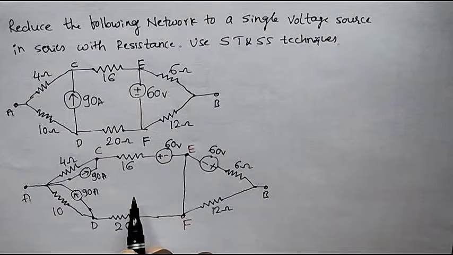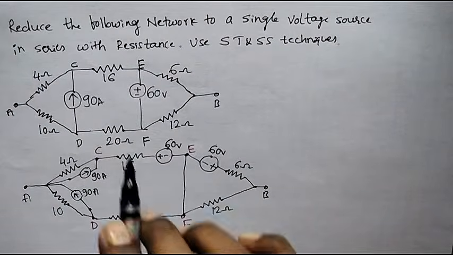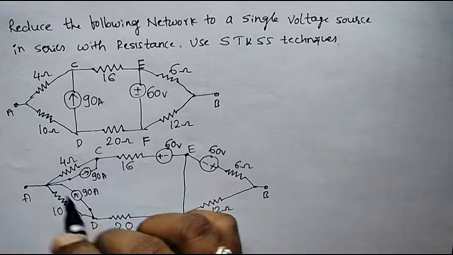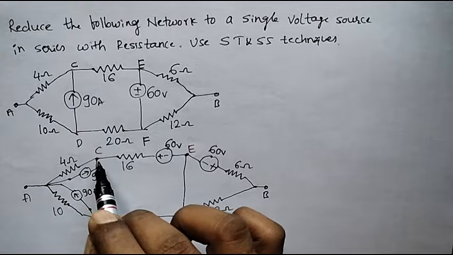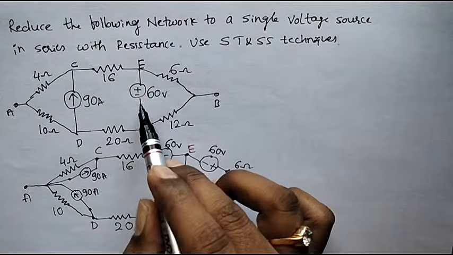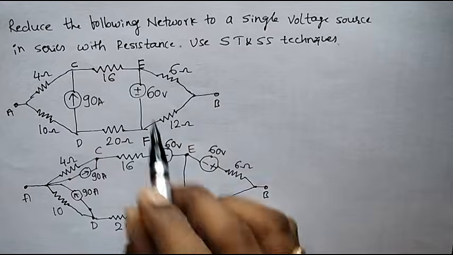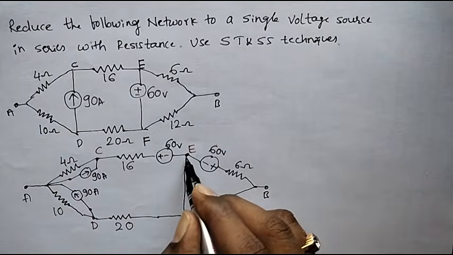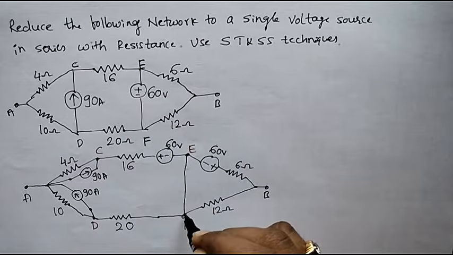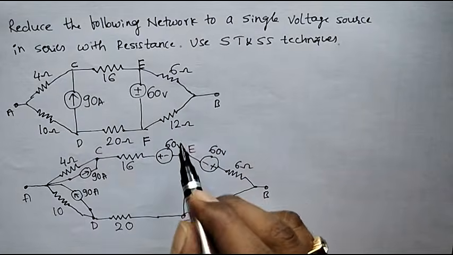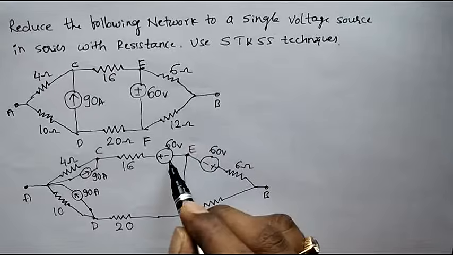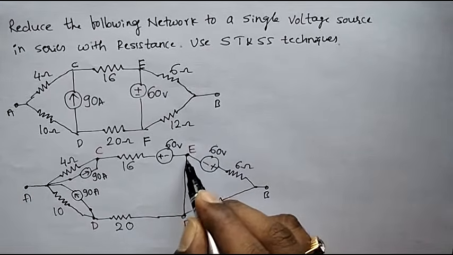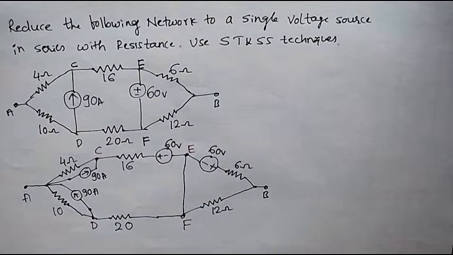This is the circuit we get after applying source shifting, where the current source is connected between D to A and A to C. Similarly, the voltage source is connected to the branch CE and to the branch EB. And this point is supposed to be shorted because there was a voltage source. After shifting the voltage source to these two branches, we short these two nodes.